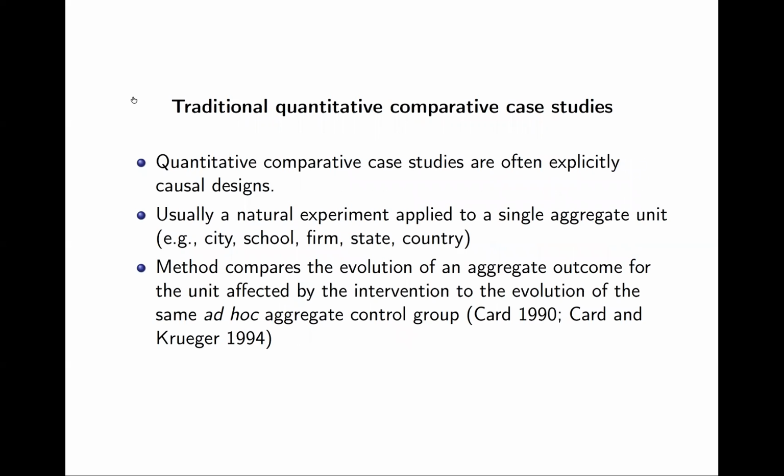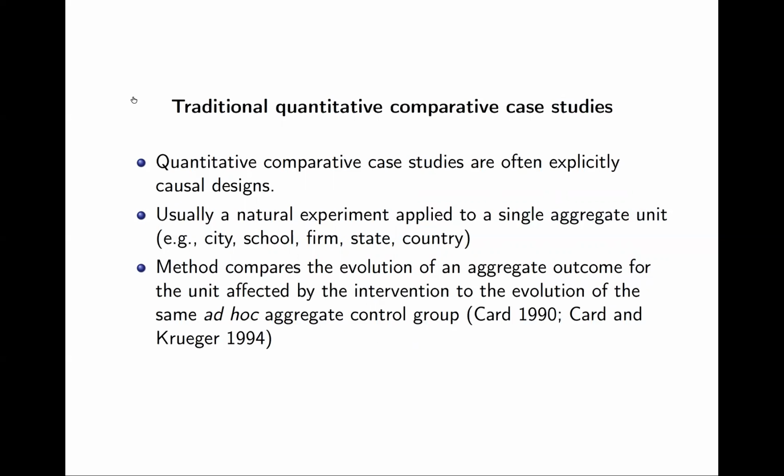Versus a traditional quantitative comparative case study. Now, what is a traditional quantitative comparative case study? It's a comparative case study where there will be an explicit counterfactual. There'll usually be some natural experiment, though these will oftentimes be large events, exogenous shocks, applied to a single aggregate unit, like a city, school, firm, state, country, and then you will just compare the evolution over time of that one treated unit with some weighted average of the other control group units.